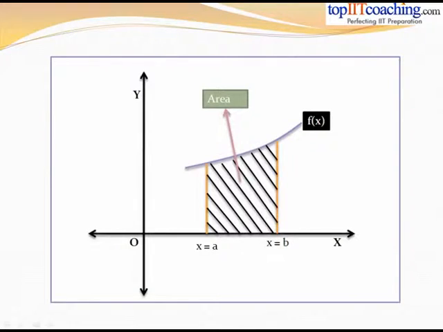So if we say that this is the curve y equal to f(x), this is the x-axis, this is the line x equal to a and this is the line x equal to b, then this is the desired area which is between the curve, the x-axis, the line x equal to a and the line x equal to b, and this area is equal to the modulus of integral of f(x) dx from a to b. Here we see that f(x) is greater than 0 in this interval a to b.